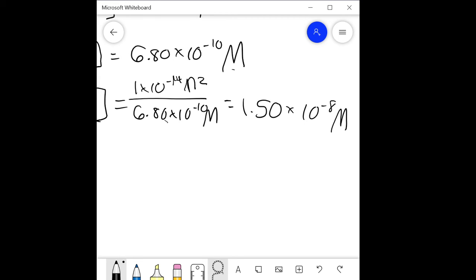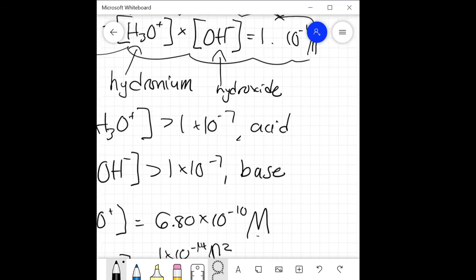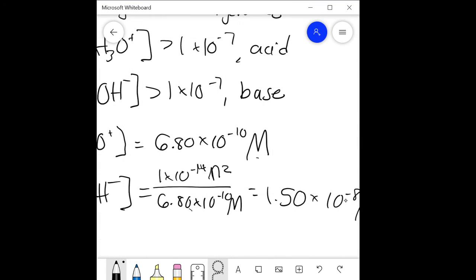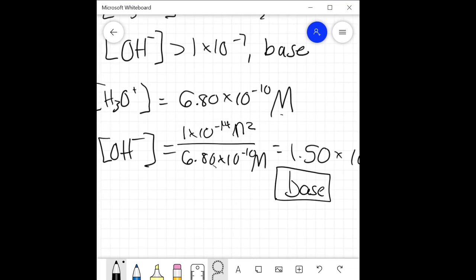So now it wants to know, is it an acid or base? Well, because of right here, these are negative exponents. So remember, we're going negative. We have a hydroxide, so this number would be bigger than this number. So it is a base, because we're working with hydroxide.